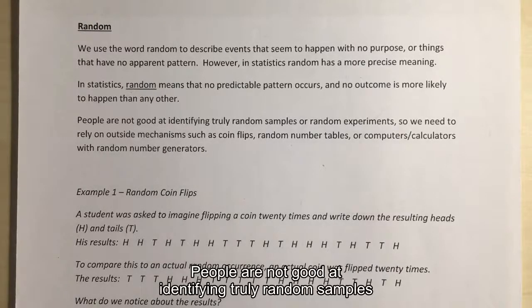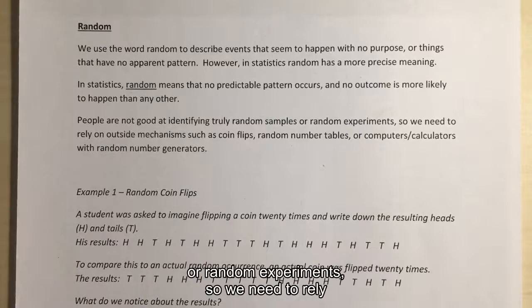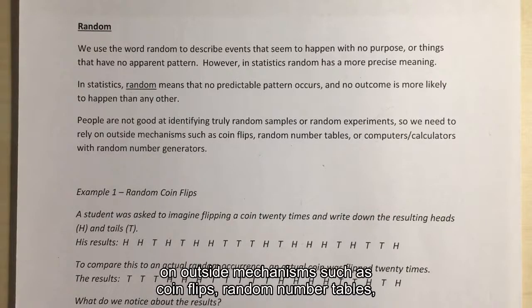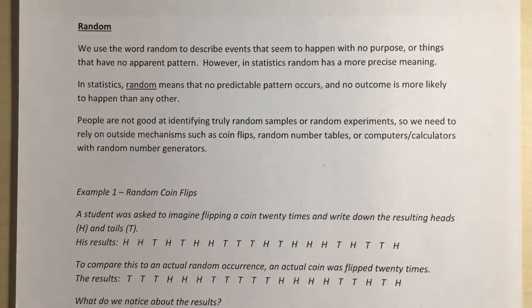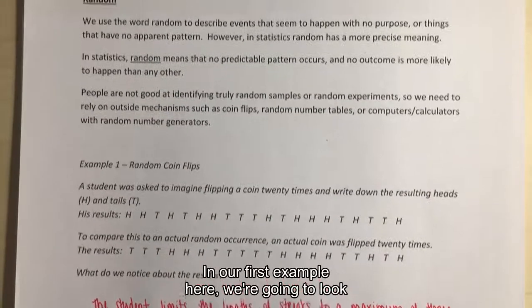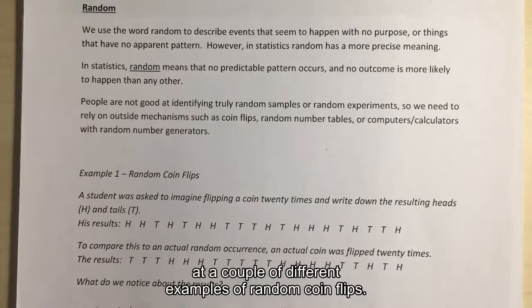People are not good at identifying truly random samples or random experiments, so we need to rely on outside mechanisms such as coin flips, random number tables, or computers or calculators that have random number generators. So in our first example here, we're going to look at a couple different examples of random coin flips.